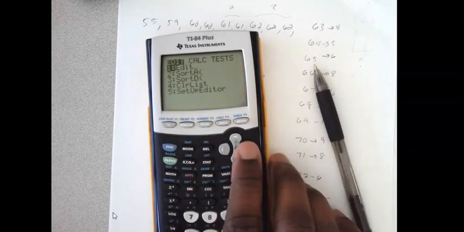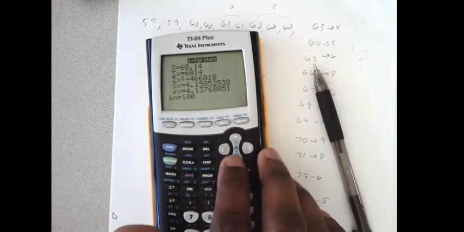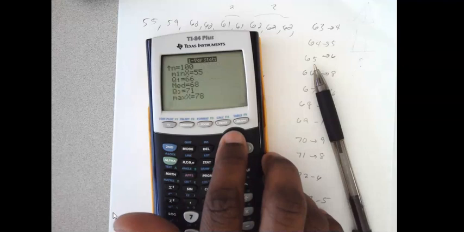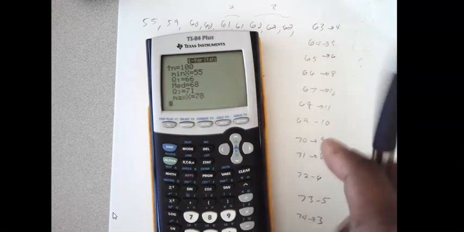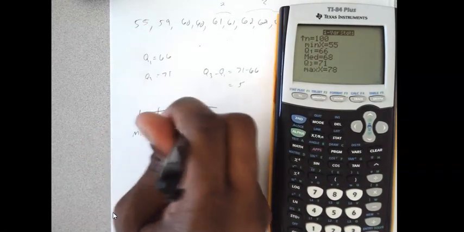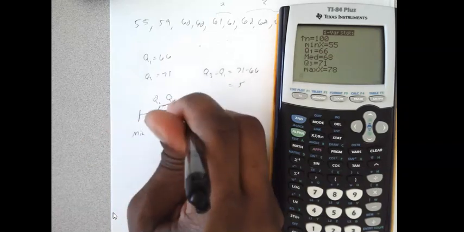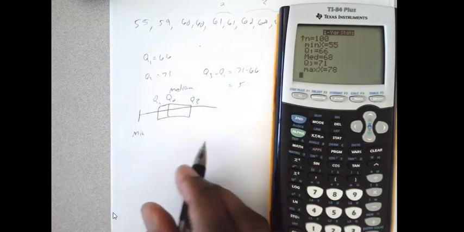If I go to Stat again, I can go over to Calc, One-Variable Statistics, with List 1. And it gives me my mean, which I don't really need right now because I can see that from the histogram. What I can see now is the min, the max, the median, and the quartiles. Those are the things you need for a box plot: the min, Q1, median, Q3, and the max. If you remember on box plots, here's your minimum, here's Q1, here's Q2, here's Q3. Q2 is also called the median. And here's the max.